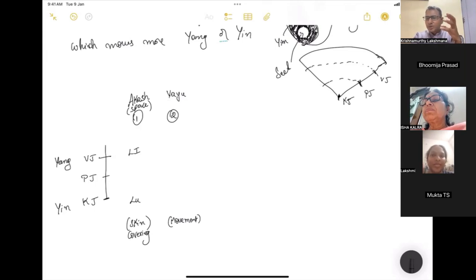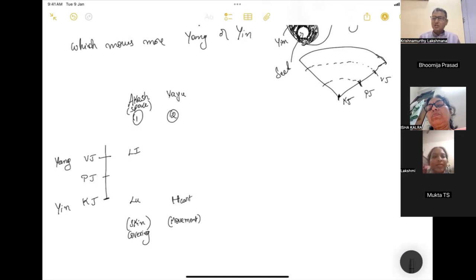Vayu, movement. Lungs are also moving, but in comparison to the heart, which moves more? Heart or lungs? Heart, continuously 72 beats per minute. So the movement is associated with the heart, and the heart is what, yin or yang? Yin organ. So I will have to allocate it to finger number 2, Kapha joint.